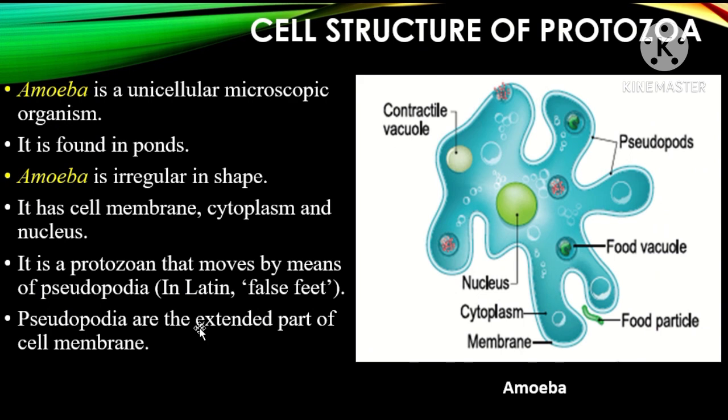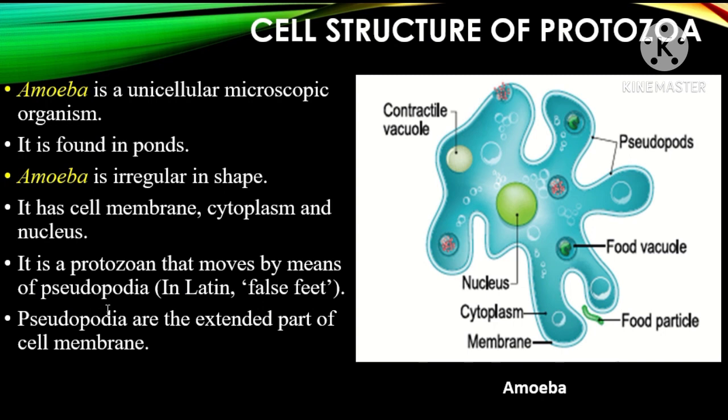And I will discuss the structure of an amoeba. The amoeba is unicellular, a single-celled microscopic organism which can be observed under a microscope. It is usually present in ponds, and an amoeba does not have any shape or size of its own. Amoeba is irregular in shape. It has an outer covering called the cell membrane, a cytoplasm, and a nucleus. The outermost covering is the cell membrane, the second layer is the cytoplasm, and the nucleus is present in the center. It's a type of protozoan that moves, and its locomotory organ is called the pseudopodia.